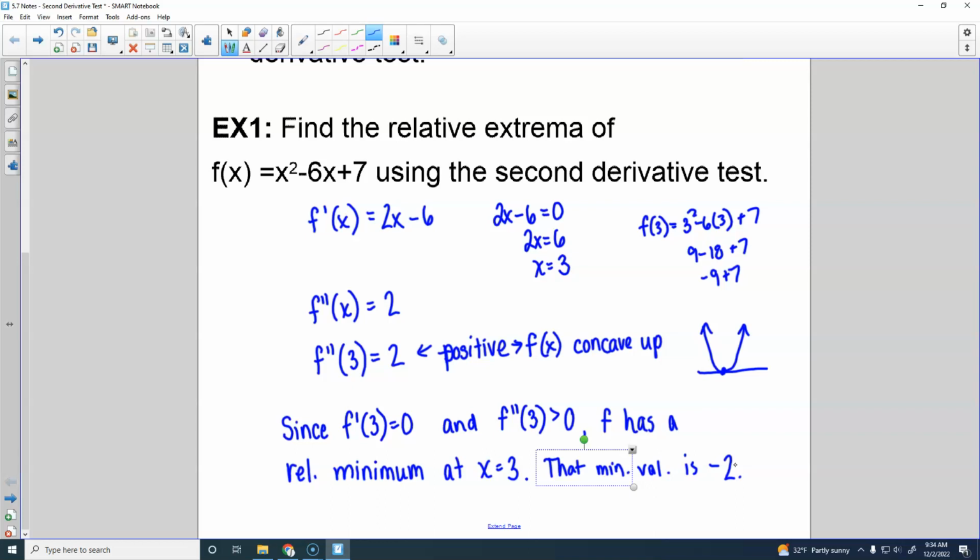Or we could just say that there's a relative minimum at the point (3, -2). Okay, questions about this? All right, let's look at another example.